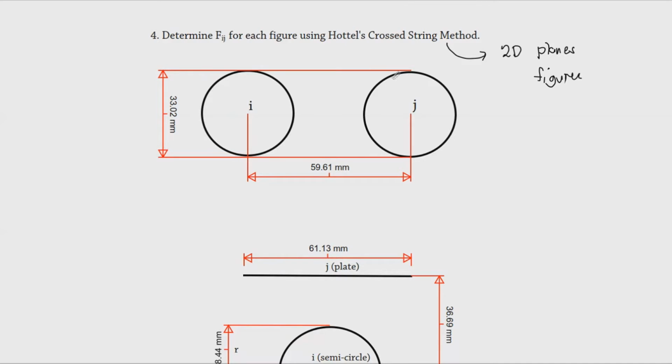Usually we employ two materials that are relatively at a distance from each other, and they are symmetric or equal in area, but not in all cases. So now let's try to do the Hottel's cross-string method on this figure.